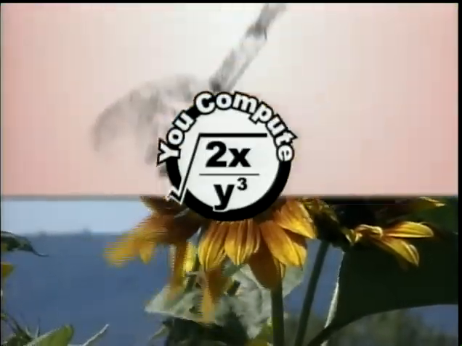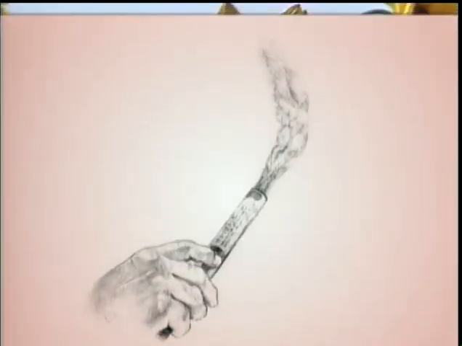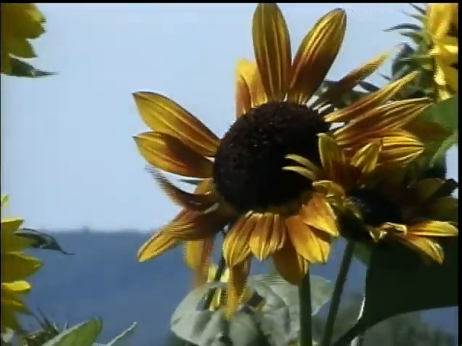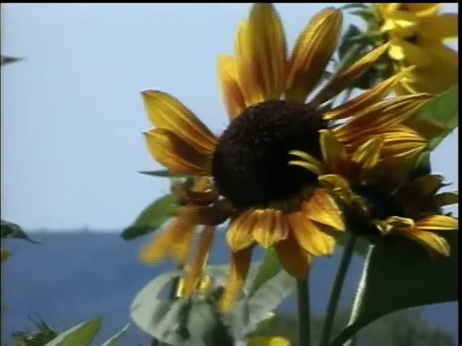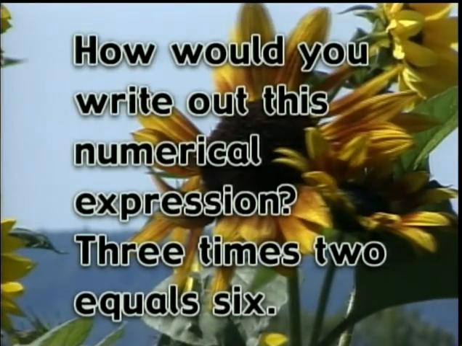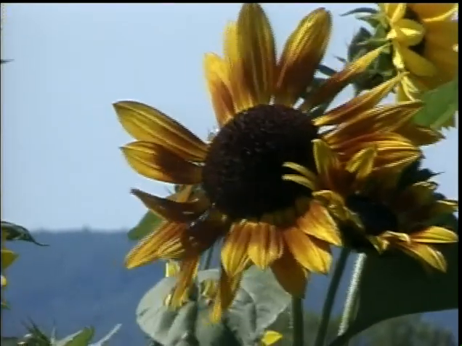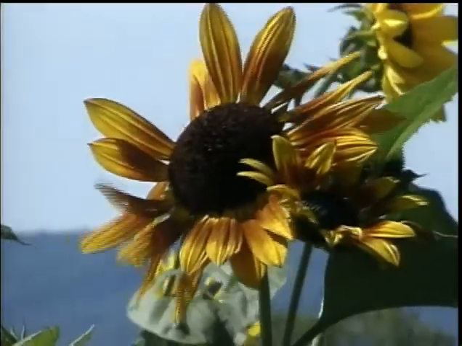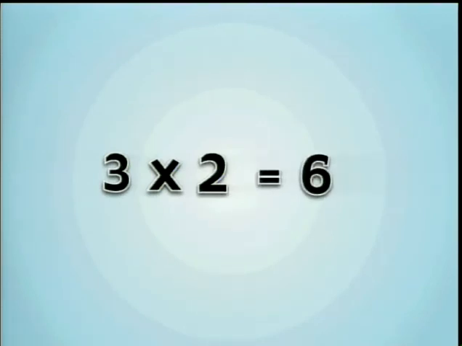You compute. How would you write out this numerical expression? 3 times 2 equals 6. You would write this expression as a mathematical equation as follows. The number 3 times the number 2 equals the number 6.